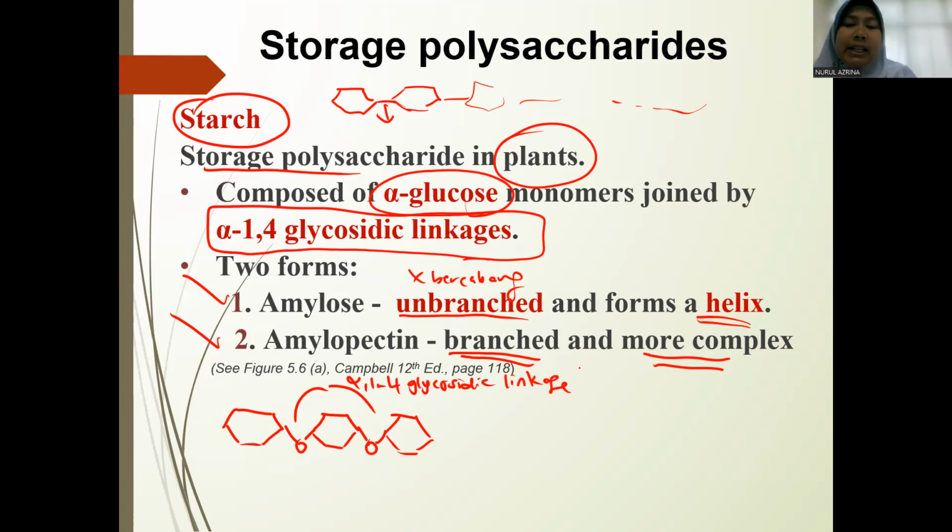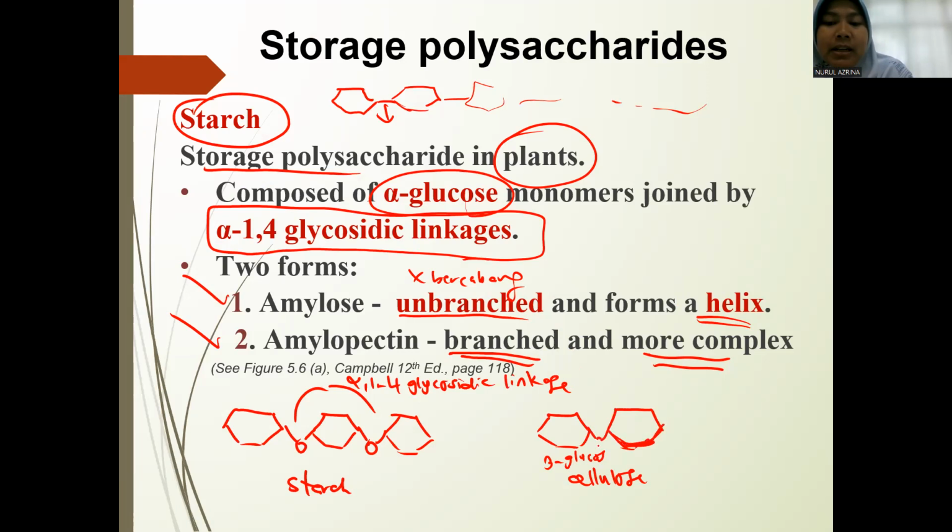Nampak tak? Kalau yang tadi tu, kalau untuk cellulose, okay, this is for starch. Okay, for cellulose, you will see something like this. Okay, ni. Okay, beta glucose, sorry, this one is beta. This is beta glucose. Okay, this is another beta glucose.